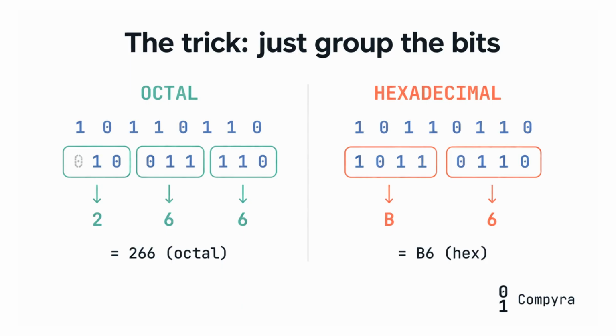The reason this works is simple. 3 bits can represent 8 values, which is exactly 1 octal digit. 4 bits can represent 16 values, which is exactly 1 hex digit. The number systems were literally designed to line up with binary. Let's actually do this step by step now.